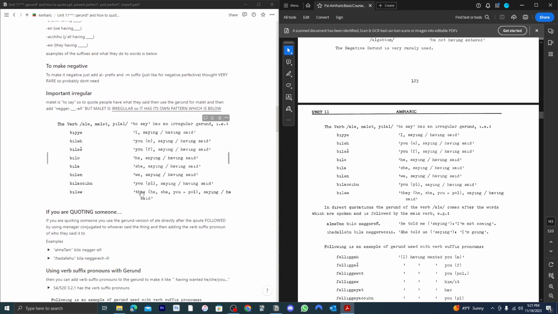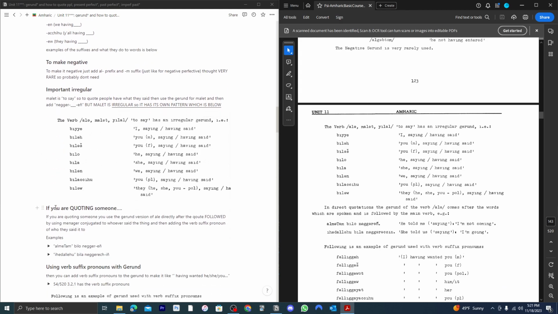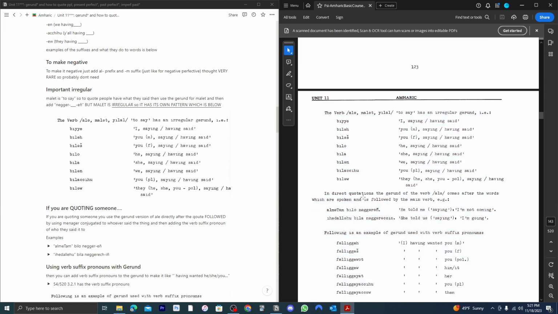And this kind of leads into an important usage of it, which is quoting someone. If you're saying someone said this, you would use these right after the quote, depending on who said the quote, and then you would say who said that thing to whom, and it's most likely going to be, I guess, yourself. So the example is almet billo. Almet is I will not come. Billo means that he said it, and then negrein means that he told it to me.